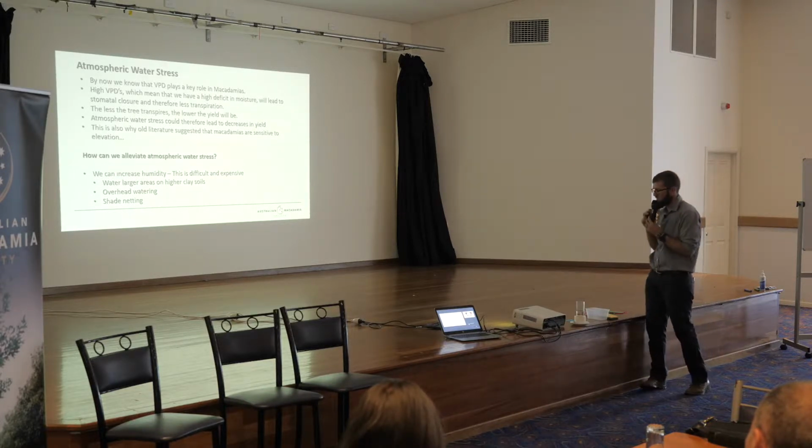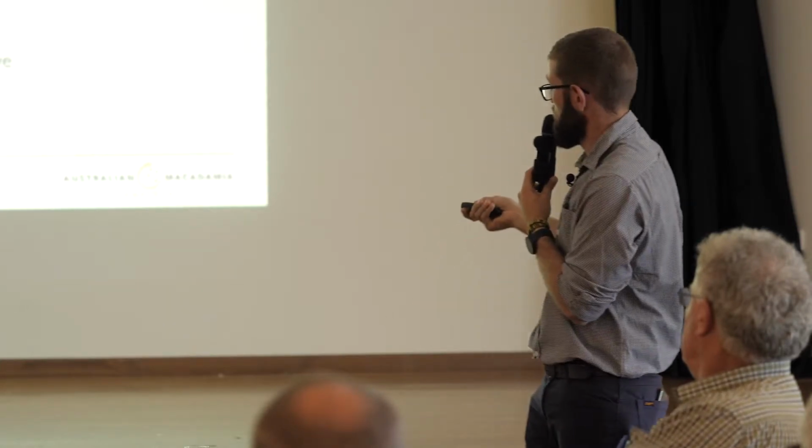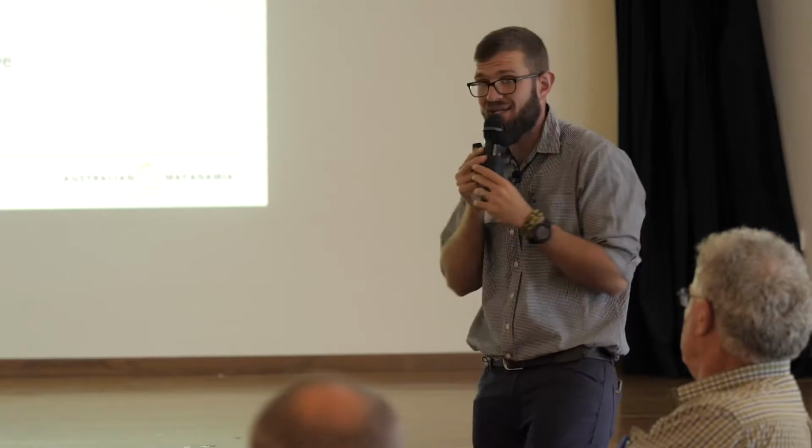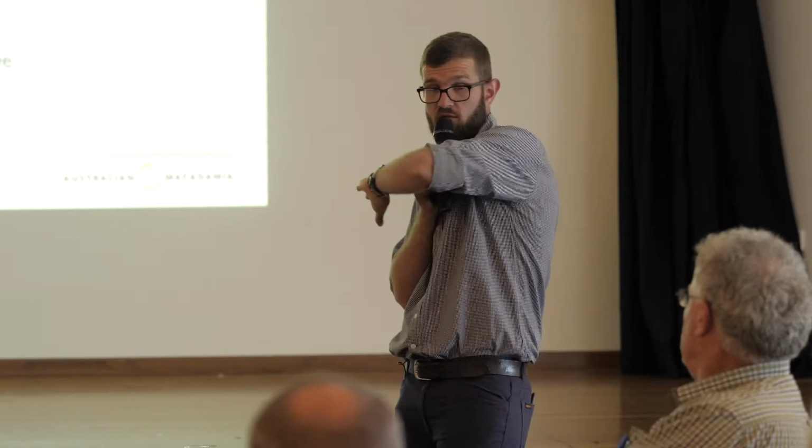We can try and increase humidity. This can be done, but it's extremely expensive. One of the things you can do is water larger areas on higher clay soils. If you've got some of these red dirt soils with high clay content, you throw all this water out over that area, and that water will evaporate from the clay and cause a change in humidity. It's like having a wet towel across the orchard. It'll just continue losing water, and it creates an environment that becomes more humid, and it will decrease vapor pressure deficit. It will enrich the environment with water, and the trees will actually perform better.